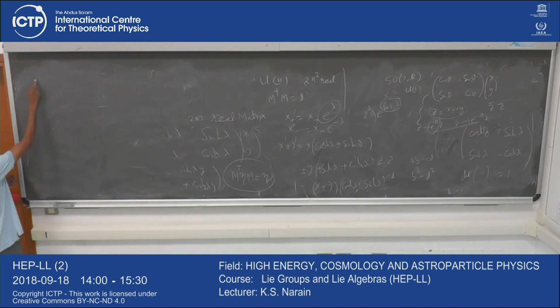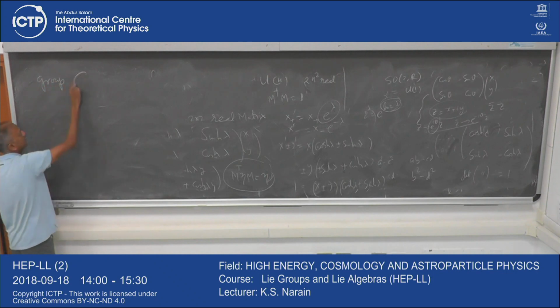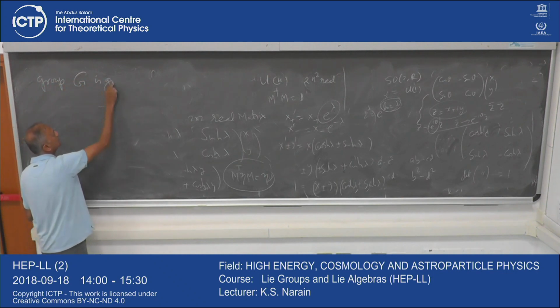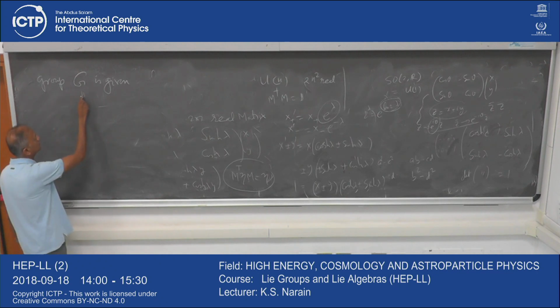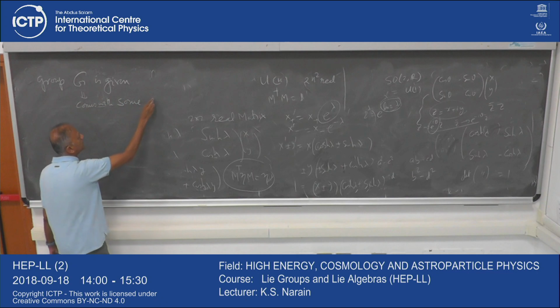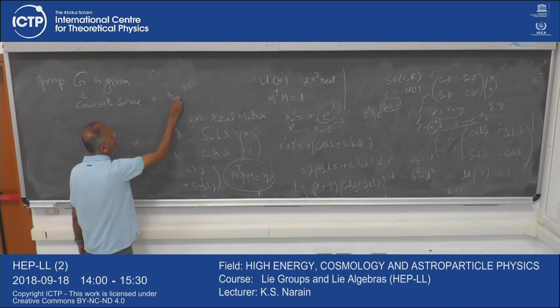So we define: suppose a group G is given to you, which means, of course, this group is some set which satisfies all the properties of the group. It comes with a multiplication rule.